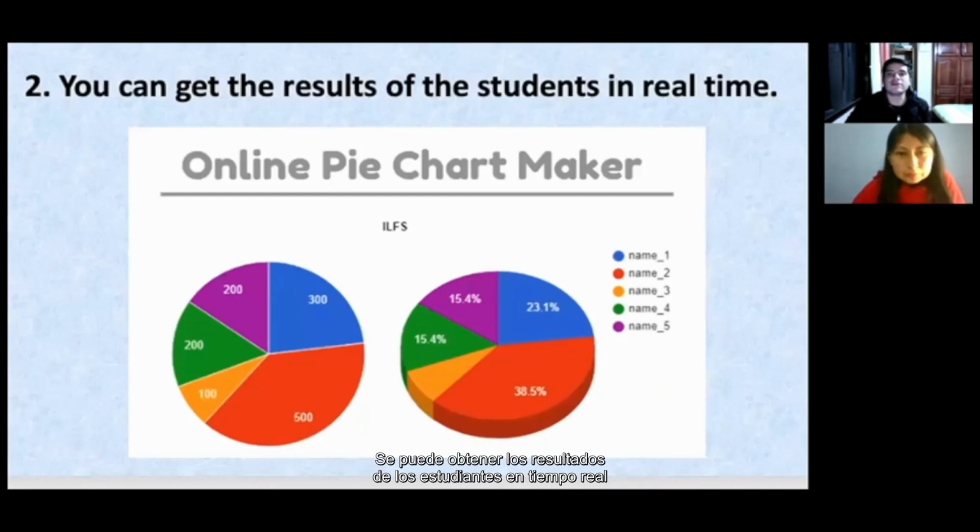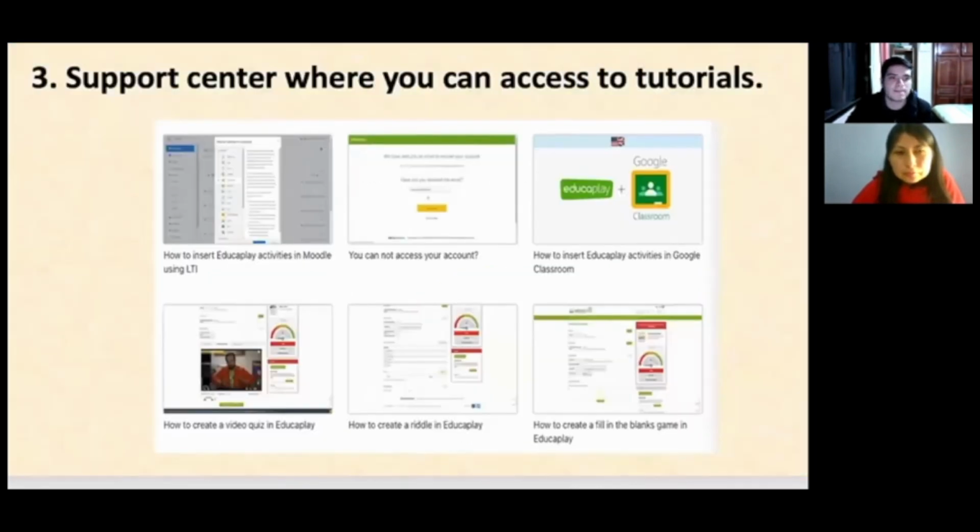You can get the result of the students in real time, in organized pie charts of percentages. Also, a separate report is going to be provided so that you can follow the performance or the progress of the learners. Additionally, there is an option called Support Center where you can access tutorials, and in that way you can realize if the task or the activity is according to the main objective of the class.